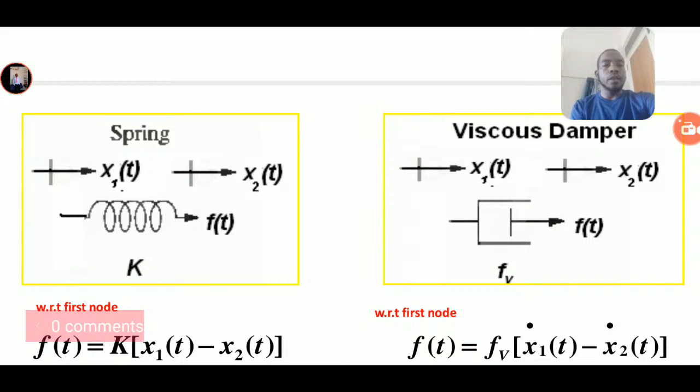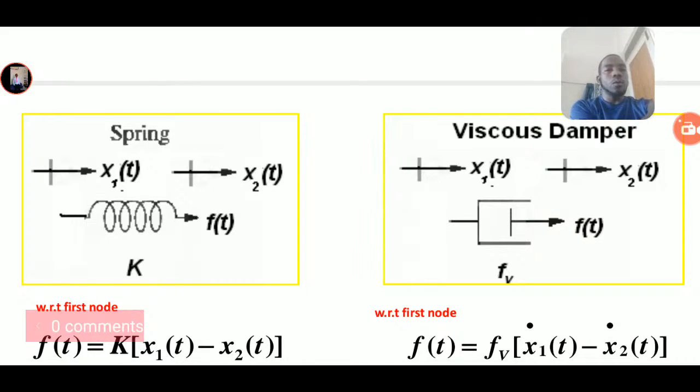This is the displacement according to x1 of t. Now what we are going to see is what happens when two displacements are connected or associated. In the above, we have seen the equation using only one displacement, but now we are going to see what happens when two displacements are attached or connected. So there are two displacements here, x1 of t and x2 of t.